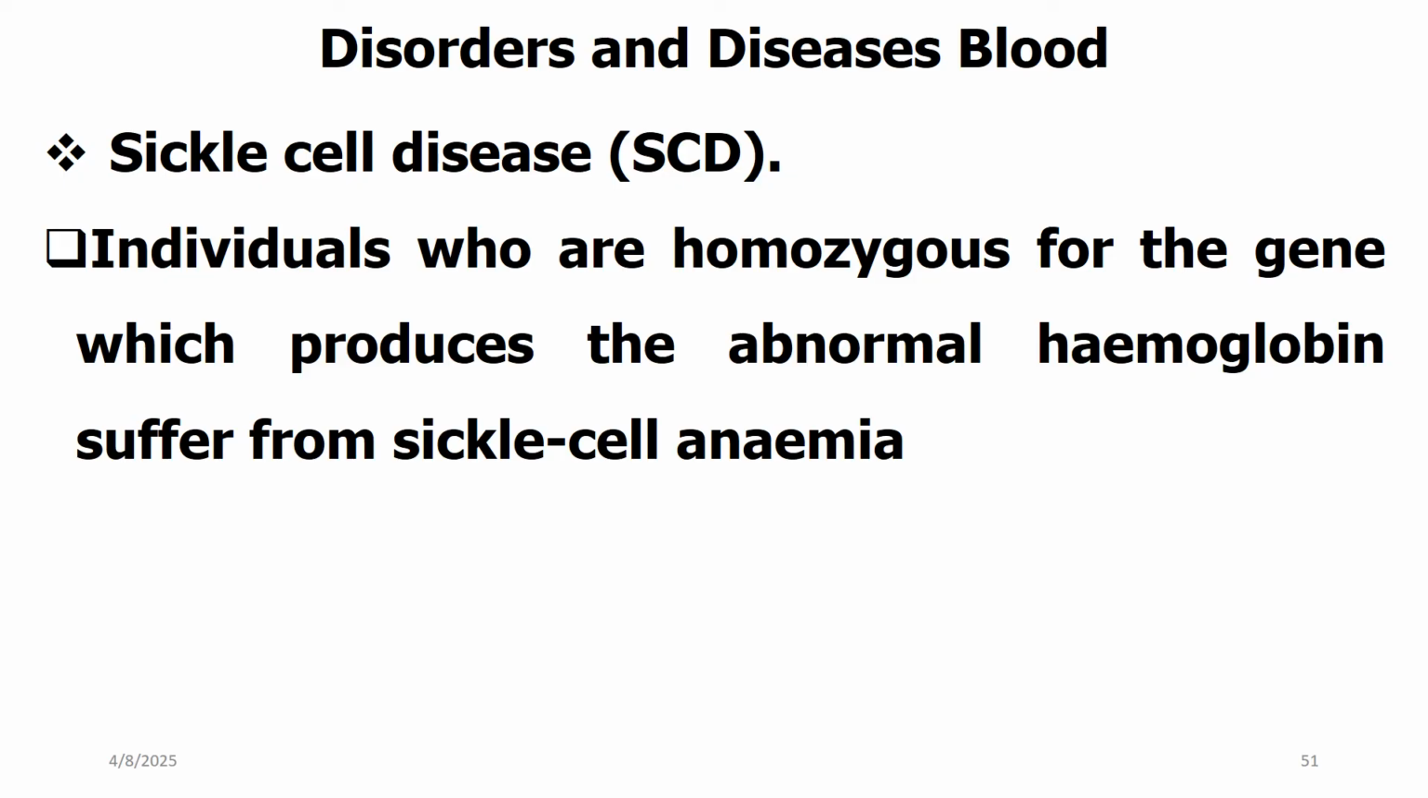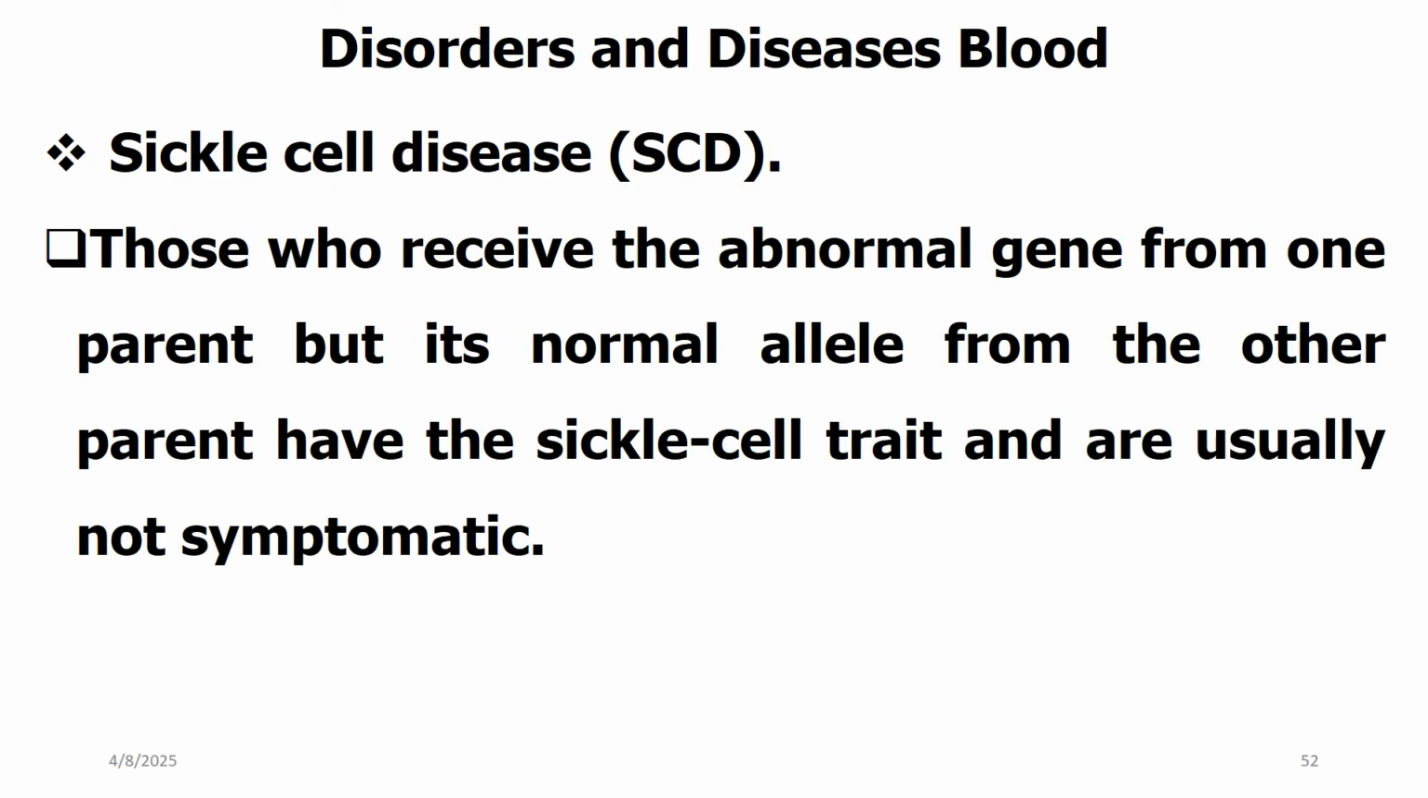Individuals who are homozygous for the gene which produces the abnormal hemoglobin suffer from sickle cell anemia. Those who receive the abnormal gene from one parent but a normal allele from the other parent have the sickle cell trait and are usually not symptomatic.